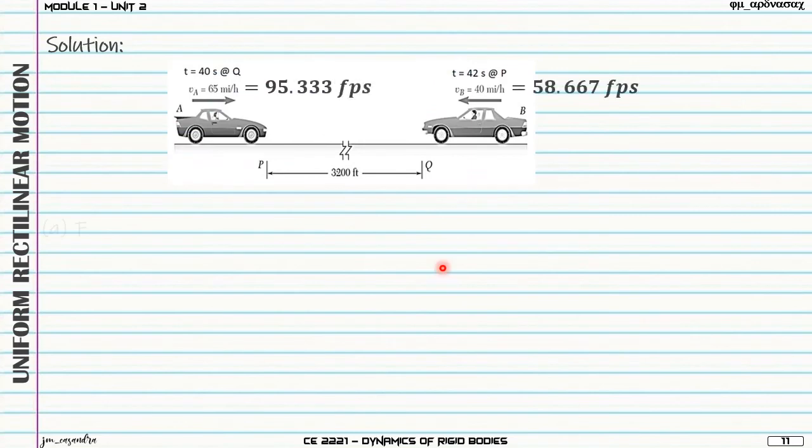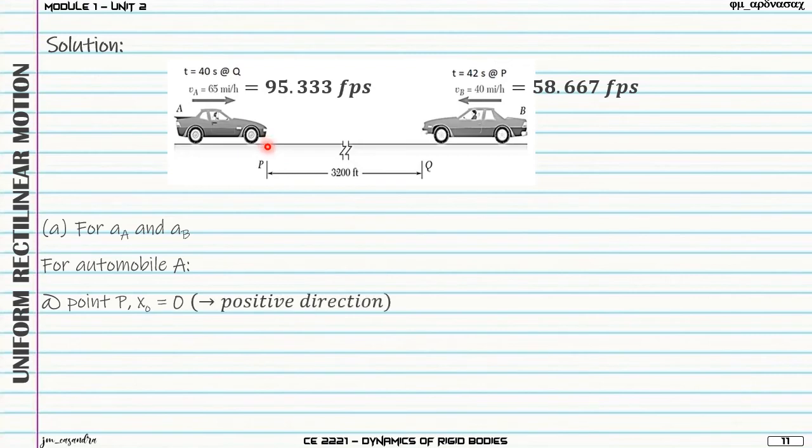Okay, so since we have converted already the values of our speed into feet per second, we can now solve for the accelerations of automobile A and automobile B. So let's start off first with automobile A. For automobile A, we can now set that at point P, its time is 0 and its position x sub O is also 0. And we will set now that the positive direction is to the right side.